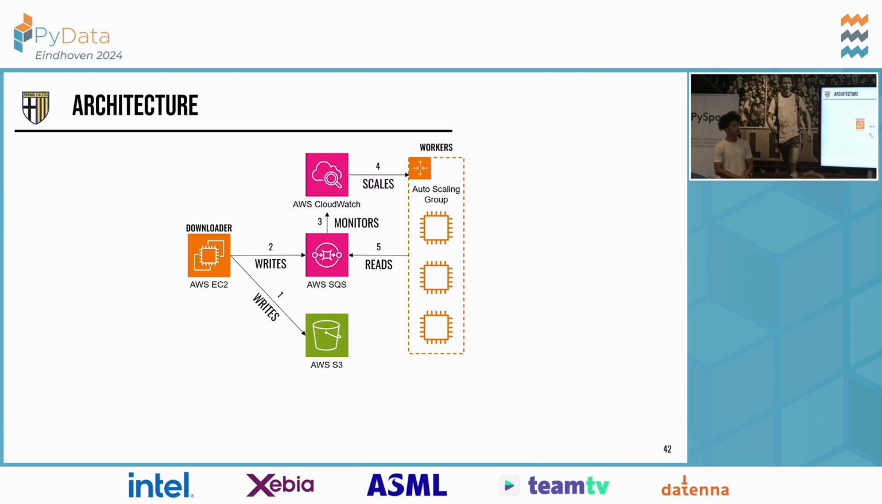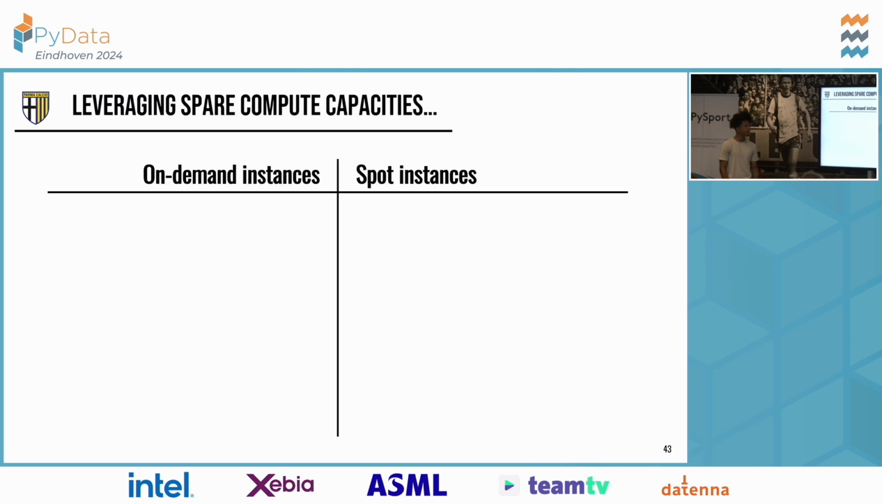So here we can add our monitoring service, which is AWS CloudWatch, and it computes this message to worker ratio continuously and accordingly scales the number of workers. So now we can focus on our machines. Cloud providers have two distinct offers for machines. They can either be on-demand or spot. Understand that these are the same machines, it's just two different offers.